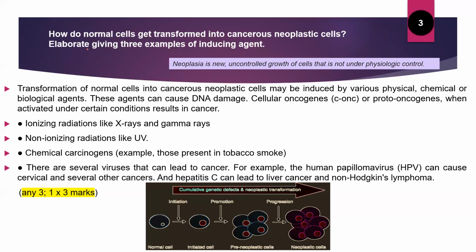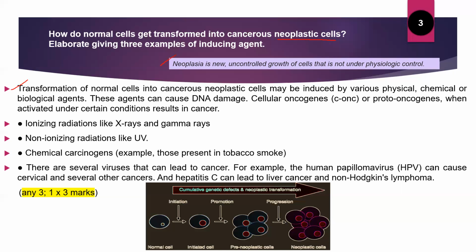Now here there's a small word called neoplastic cells. When you talk about neoplasia, neoplasia is basically the new uncontrolled growth of cells that is not under physiologic control. So the whole physiological control is out of gear when neoplasia sets in. So the transformation of normal cells into cancerous neoplastic cells can be induced by various physical, chemical, or biological agents. These agents can cause DNA damage.